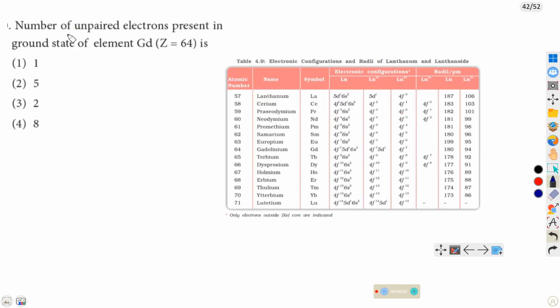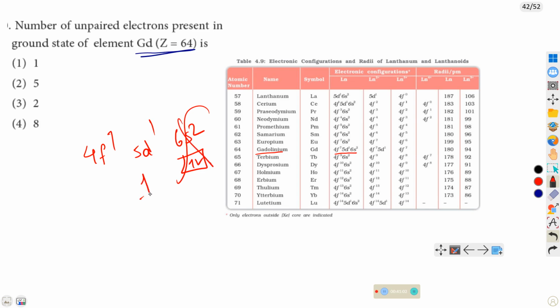Number of unpaired electrons present in the ground state of the element gadolinium is? This is the gadolinium electronic configuration: 4f7, 5d1, 6s2. 6s2 means these are paired electrons, neglect. 5d1 contains 1 unpaired, 4f7 contains 7 unpaired. Total unpaired electrons, 8 unpaired electrons.